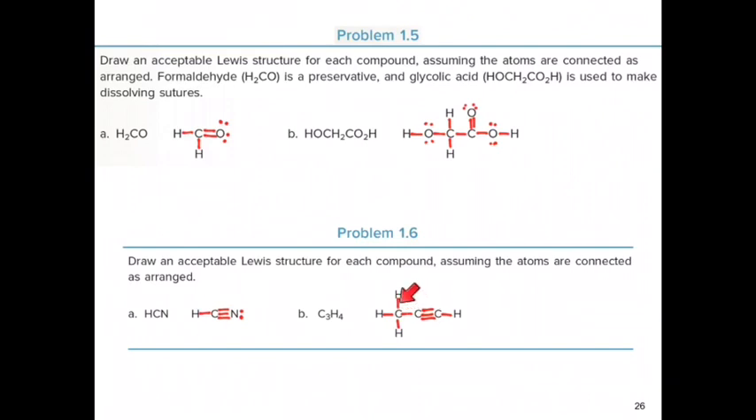So this carbon has 1, 2, 3, 4 bonds. This carbon also has 1, 2, 3, 4 bonds. And finally, the third carbon also has a total of 4 bonds. So each carbon satisfies the octet rule.